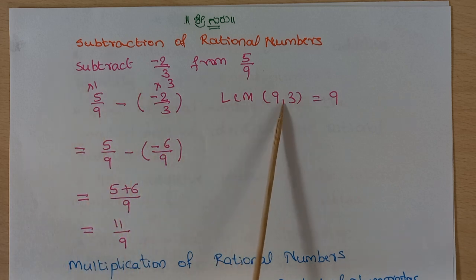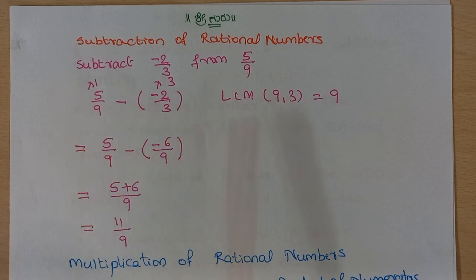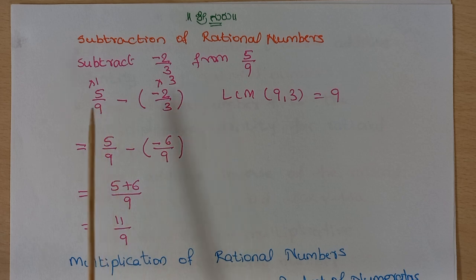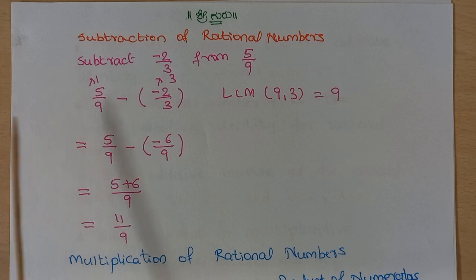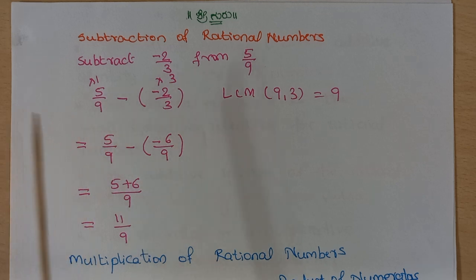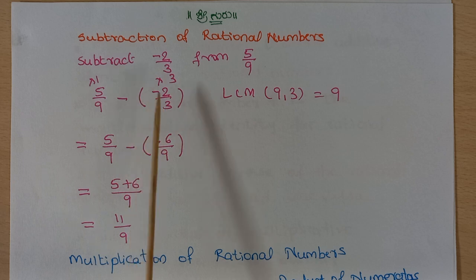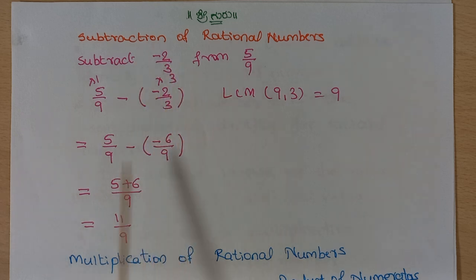Here 9 and 3 are the denominators and the LCM of 9 and 3 is 9, because 9 is the multiple of 3, and if two numbers, one is the multiple of the other, then the larger number is the LCM. Here we have to multiply the numerator by 3 because 3 3s are 9.